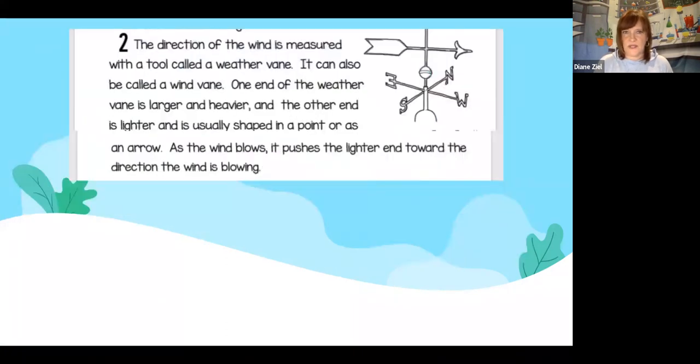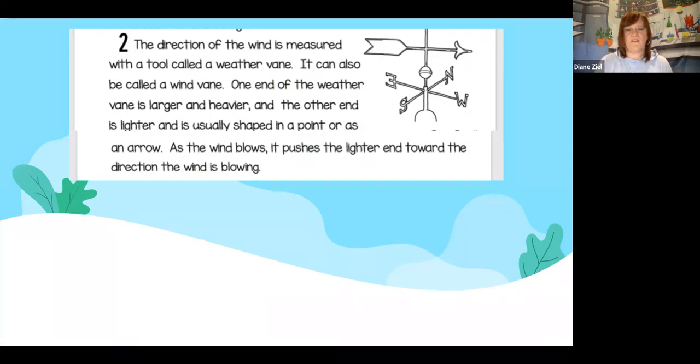Another way we can measure winds is to measure its direction. The direction of the winds is measured with a tool called a weather vane. It can also be called a wind vane. And I know in your lessons this week, you looked at ways to make your own wind vane at home.